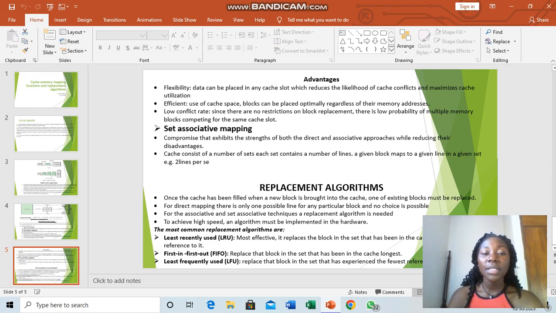The replacement algorithms have common types that we use. We have the least recently used, also known as LRU. It's the most effective; it replaces the block in the set that has been in the cache longest with no reference to it. Then we have first in, first out, also known as FIFO. It replaces the block in the set that has been in the cache longest. And then we have the least frequently used, also known as LFU. This one replaces the block in the set that has experienced the fewest references.